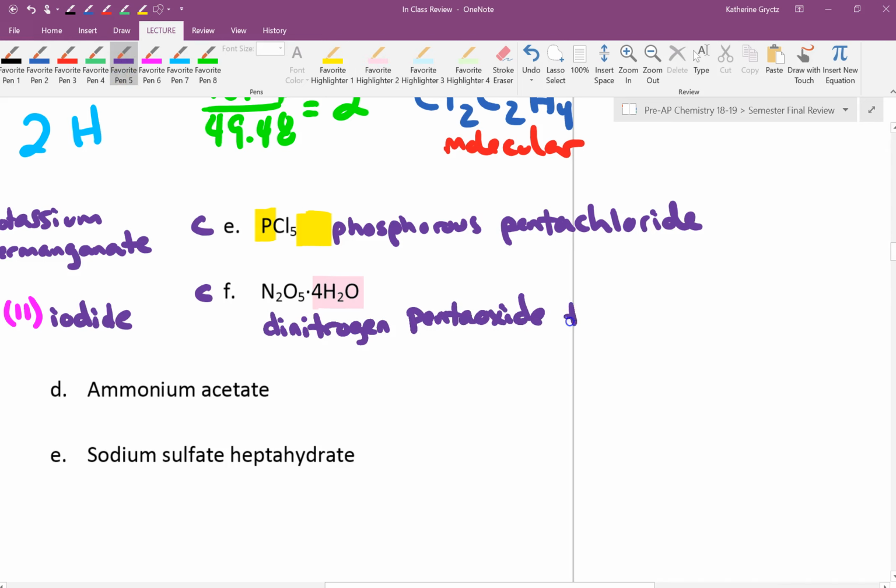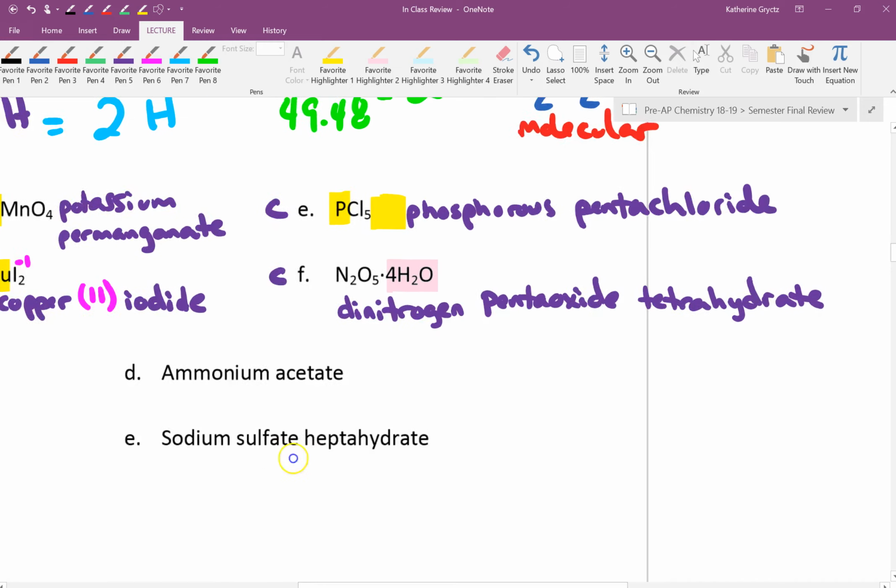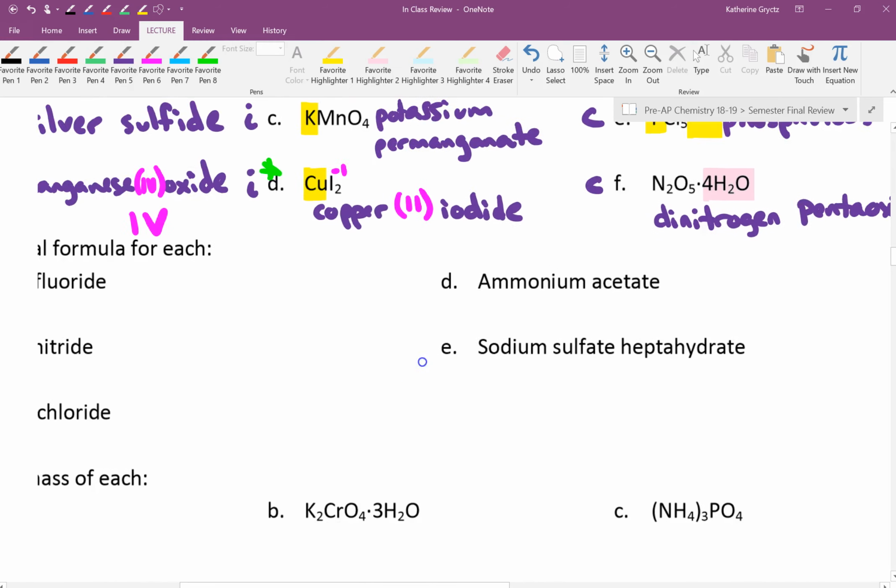So we have 4 of them, so we're going to go tetrahydrate. So that's a mouthful, but that is dinitrogen pentoxide tetrahydrate. Okay, so that's one way, is you have to come up with the names if I give you the formulas.